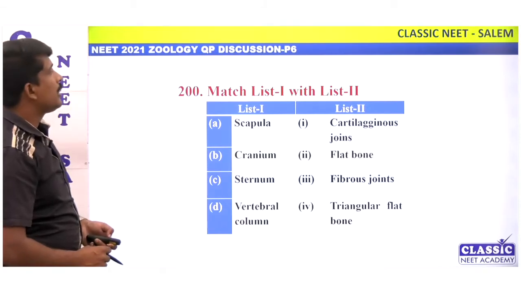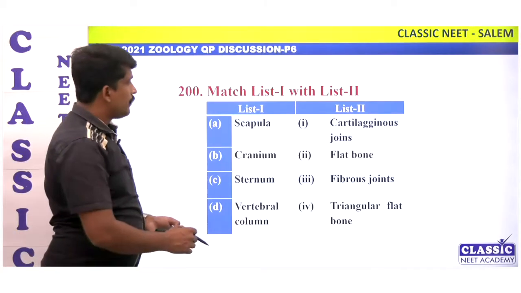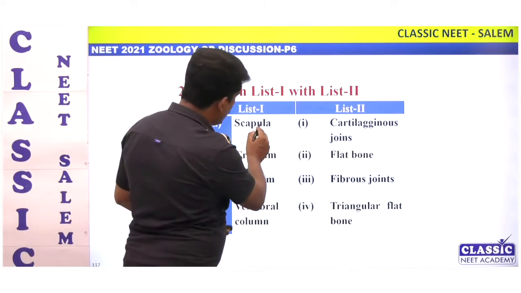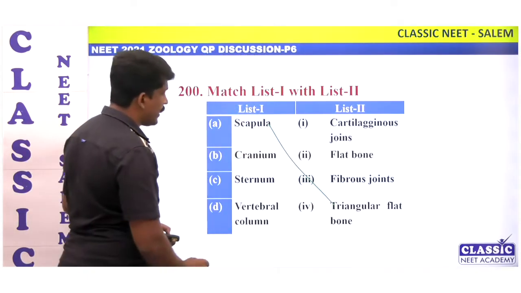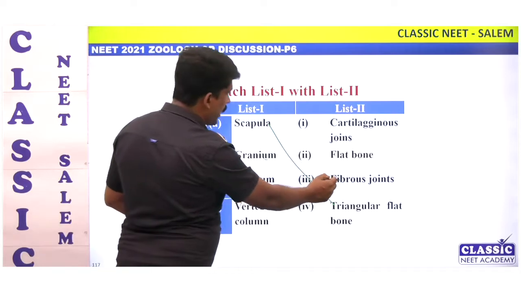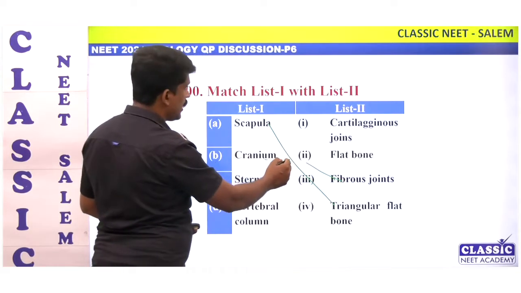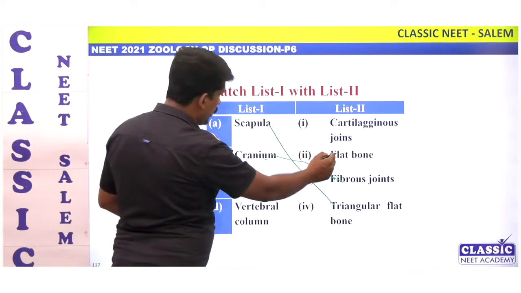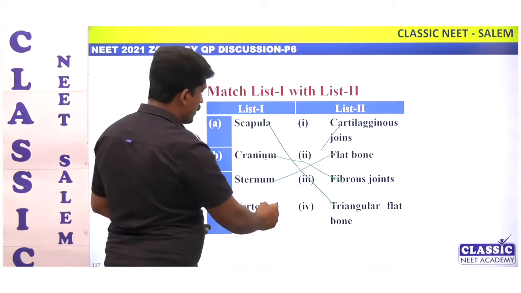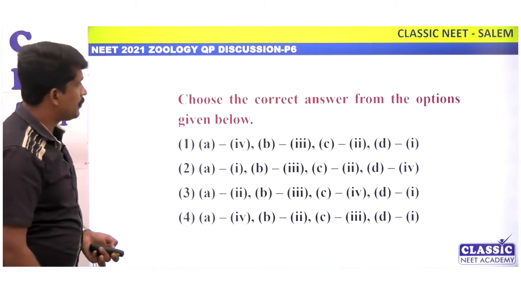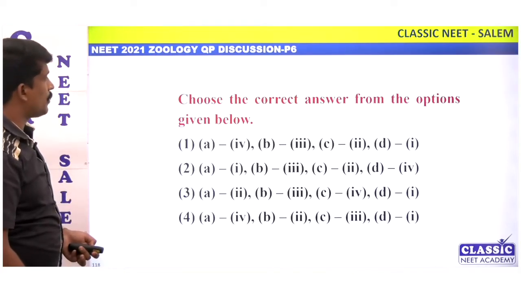And finally the match the following again from the chapter locomotion. Scapula, you know, it is the triangular flat bone. Okay, our shoulder blade actually. Cranium, that is having the fibrous joint. Am I right? And the sternum will be the flat bone, the breastbone, and finally vertebral column will be having cartilaginous joints. And if you match it, you will come to know it is the first option.